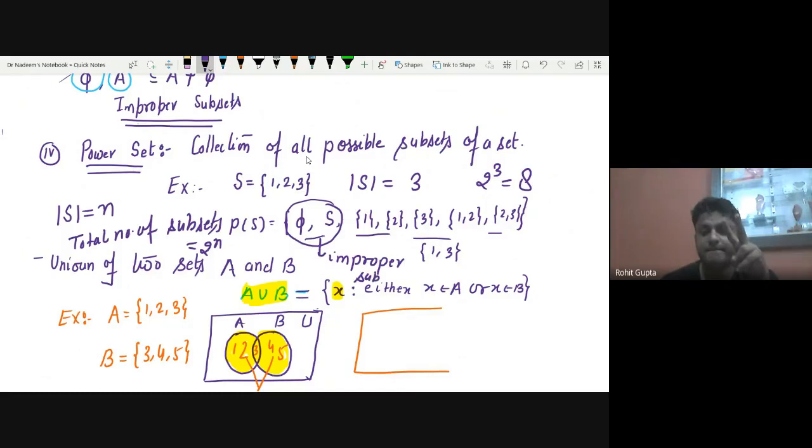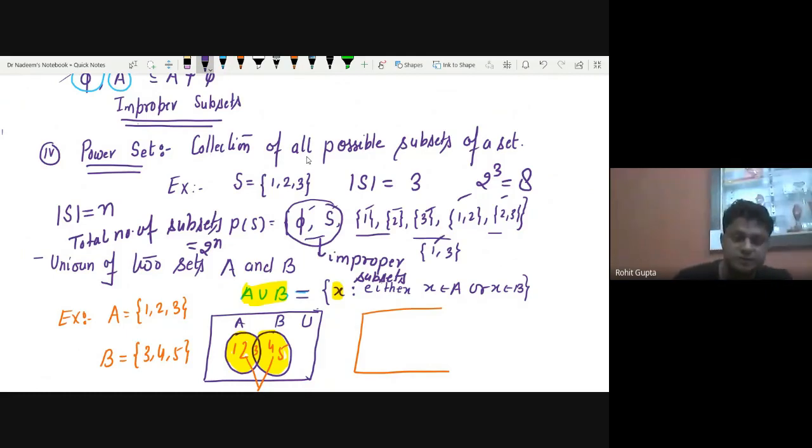Improper subsets, and the rest are proper subsets. So these are the 8 subsets in counting: 1, 2, 3, 4, 5, 6, 7. These are the possible subsets, and the collection of all these possible subsets is the power set, which is given here. Now, the union of two sets.